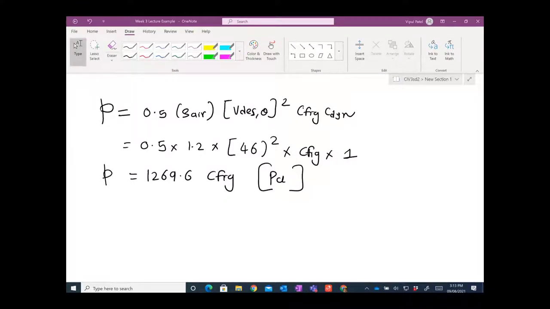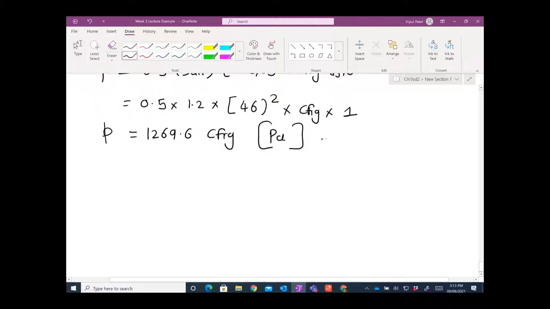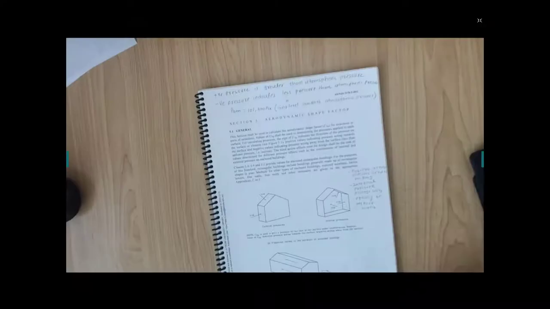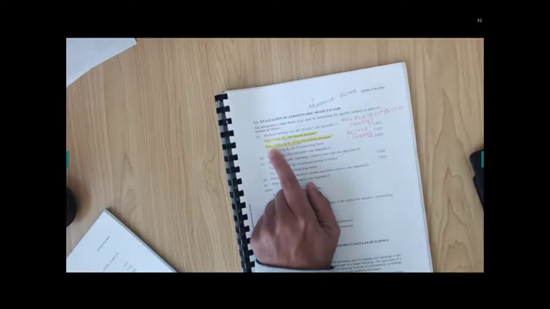So the pressure has two equations now, and we're going to use this equation over and over. When you want to calculate the external pressure, let's say PE equals 1269.6 CIVIX E. Where is this coming from? It's the CIVIX E, that's the equation that we're going to use to calculate the external pressures.